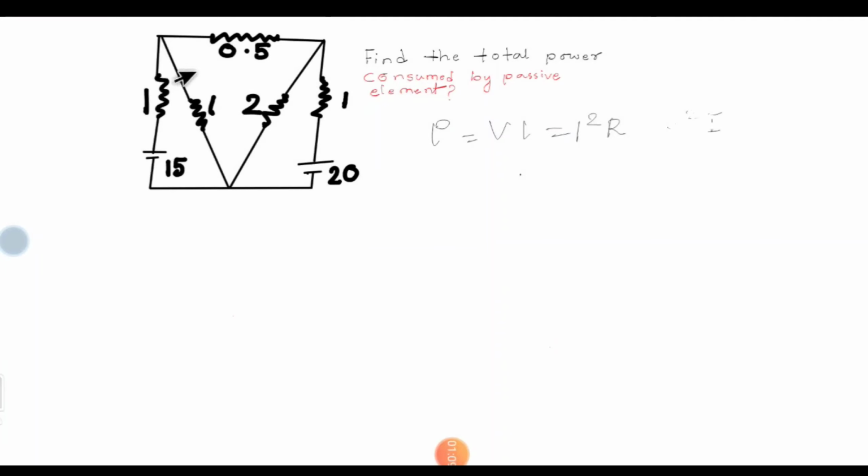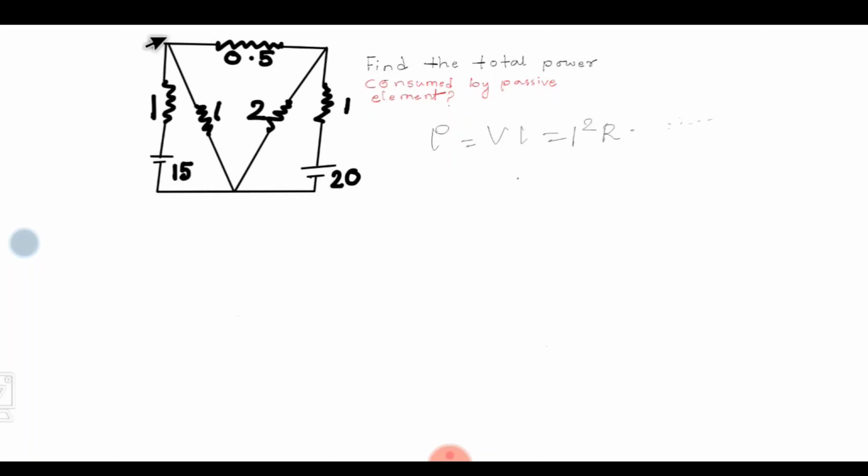Now we have to analyze this circuit using the nodal analysis method, and after that we have to find the currents through each of the branches. After finding the currents we will derive our power. Here in this circuit there are three nodes. This is node number 1, suppose. This is node number 2, and this is node number 3.